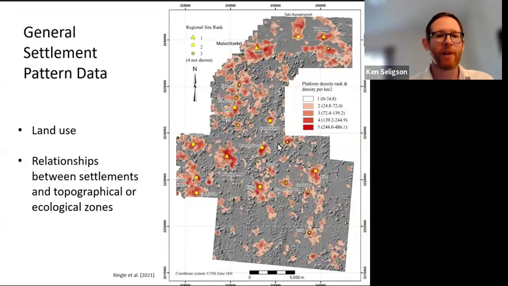We can map where platforms are to get a readout of where sites are located and see them in relation to each other. So you can get a heat map of where you have site clusters. In this case, we have these pretty large sites, only about 4 kilometers apart from one another during the Classic period of the Maya civilization, about 600 to 900 AD or CE. So we can see land use patterns.